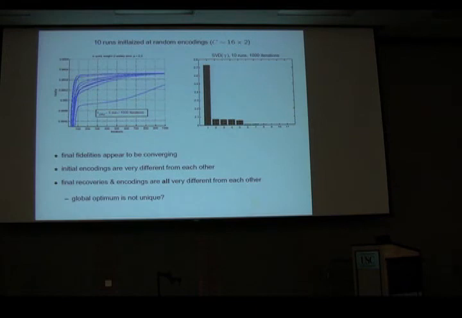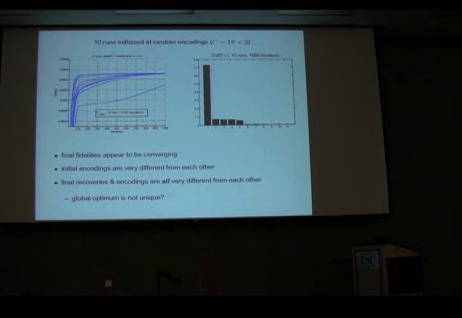This is another interesting plot. So I did 1,000 runs initialized at random encodings, 16 by 2 encodings, again with the same error system. This took 6 minutes with the least squares version. Most of them seem to be converging in a certain amount of time to some value. There's one outlier, and if it ran longer, it would also converge. So it appears that the final fidelities would converge.